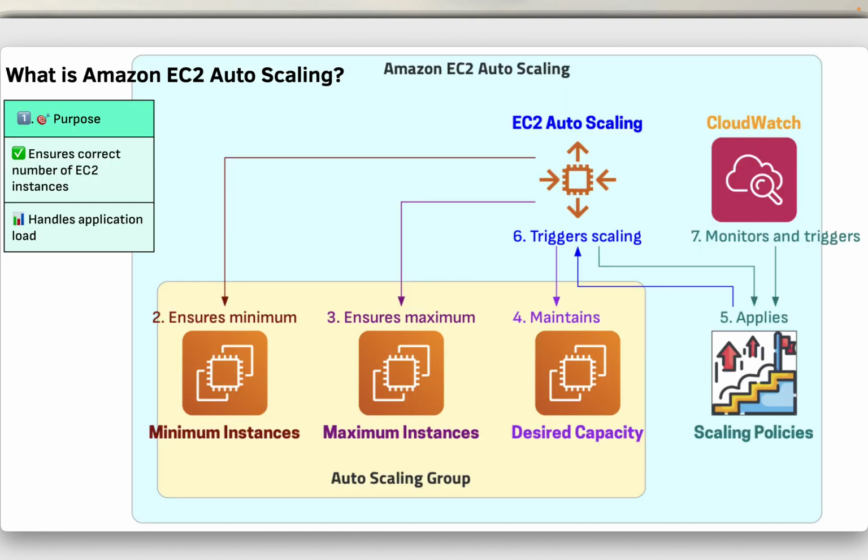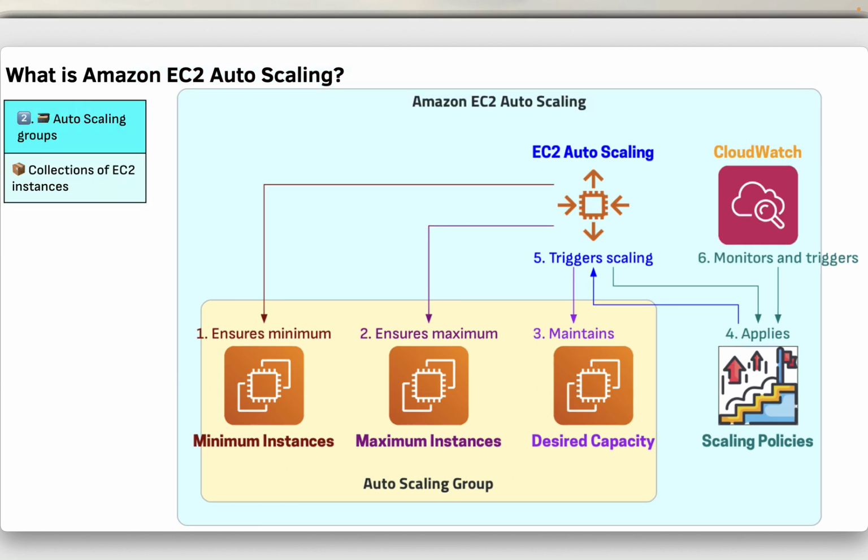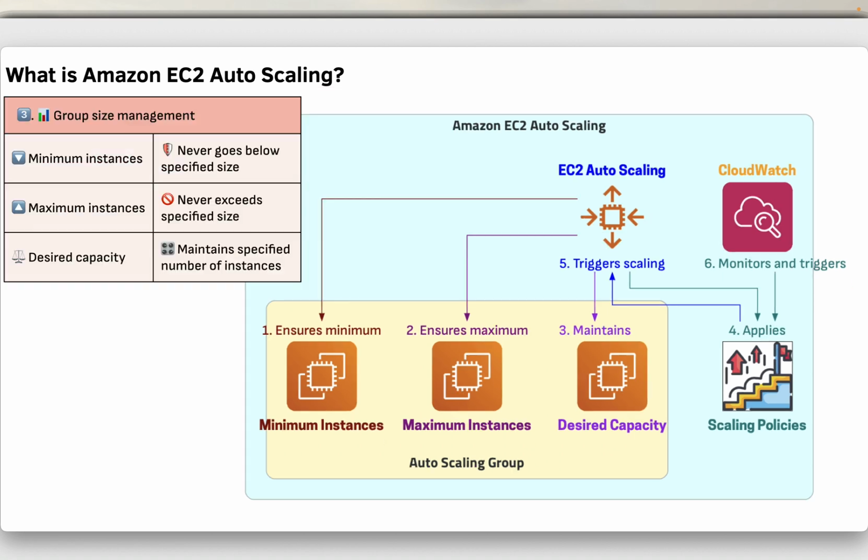So what is Amazon EC2 auto scaling? Amazon EC2 auto scaling ensures that you have the correct number of Amazon EC2 instances available to handle the load for your application, effectively managing your application's capacity. Auto scaling groups are collections of EC2 instances that you create to manage your application's scaling needs. Amazon EC2 auto scaling provides comprehensive group size management.